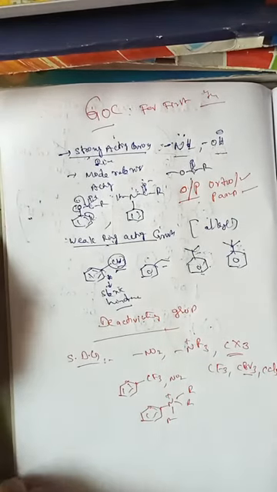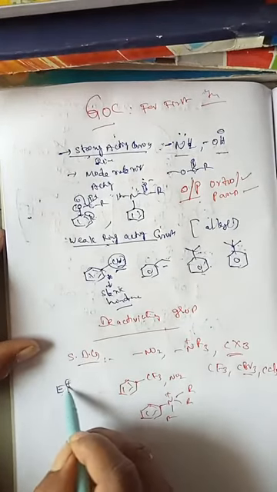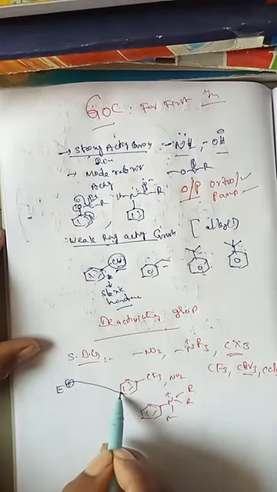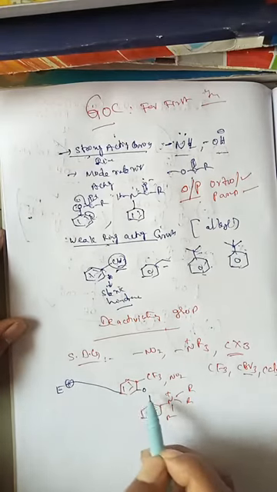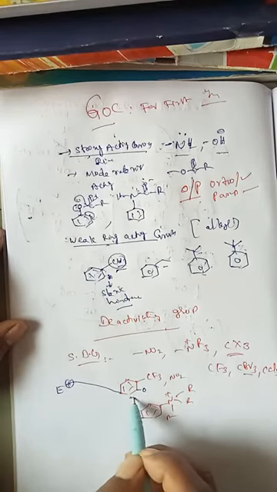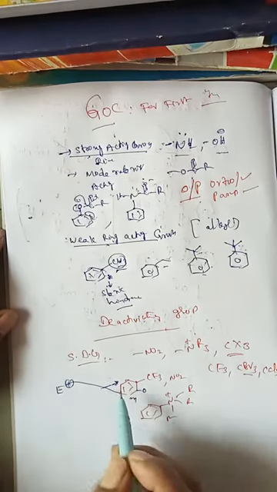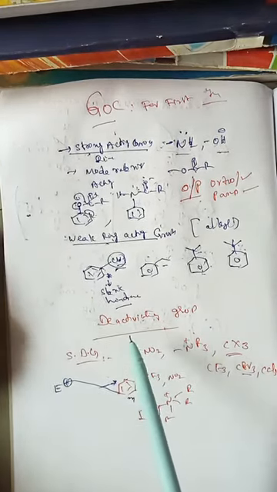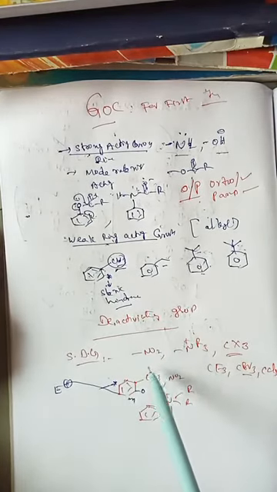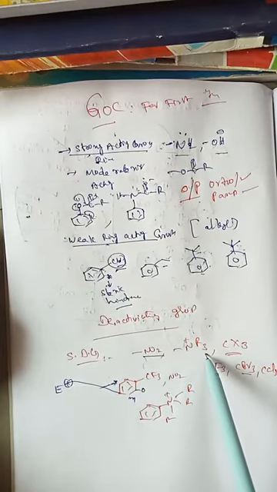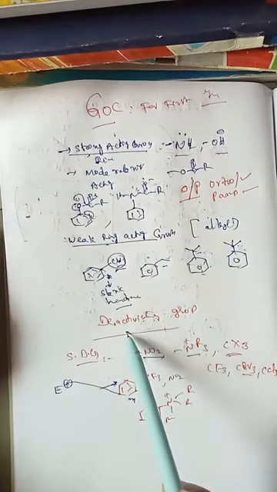With the very strong deactivating groups, the incoming electrophile goes to the meta position, very important, the third position. This is the ortho and this is the meta position. So the electrophile goes to the meta position. Students, please remember that: ring deactivating groups like nitro, trialkyl ammonium, or CX3 direct to the meta position.